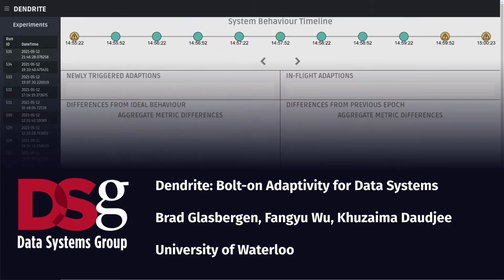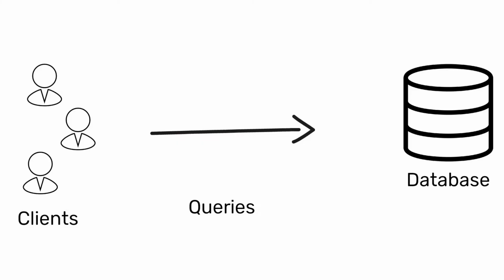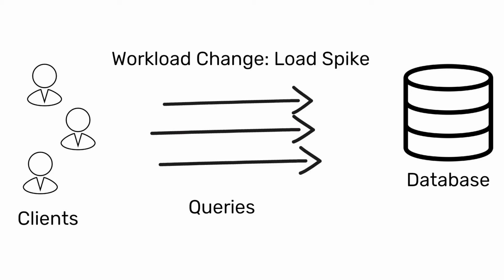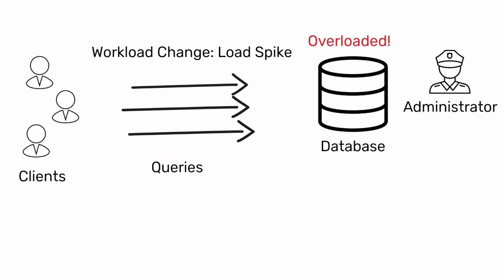This video demonstrates Dendrite, which enables data systems to easily adapt to changes in workload and system behavior. It is desirable for modern data systems to respond to fluctuations in client workloads. As an example, if the client workload suddenly increases demand, the data system's performance may degrade. To remedy such issues, administrators must detect these performance problems and reconfigure the system to fix them.